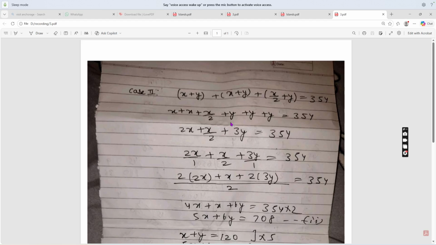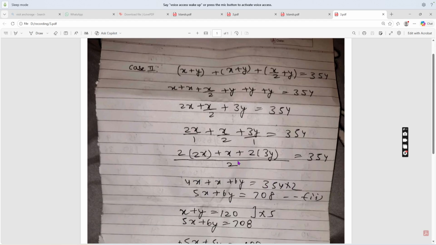X plus X plus X by 2, plus Y plus Y plus Y is equal to 354. Now X plus X is 2X, X by 2 is there, and Y plus Y plus Y is 3Y, equal to 354. Now we put everything upon 1 and take the LCM of 1, 2 and 1, that is 2. Now 2 divided by 1 is 2, 2 into 2 is 4. Now 2 divided by 2 is 1, 1 into 1X is 1X only. Here 2 divided by 1 is 2, and 2 into 3Y gives us 6Y. And this 2 is multiplied to the RHS by cross multiplication. So 354 into 2 is 708. And here we get 4X plus 6Y, wait, 5X plus 6Y.